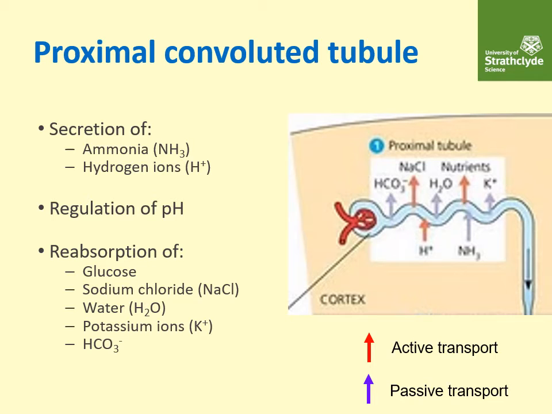But the important thing is that it's involved in the reabsorption of glucose, sodium chloride, water, potassium salts, and bicarbonate ion. So the things that are effectively lost as a consequence of filtration are reabsorbed at this point here. Don't forget, there's a capillary network, the peritubular capillaries, that help to keep these concentrations low to ensure that the concentration gradient is actually maintained.